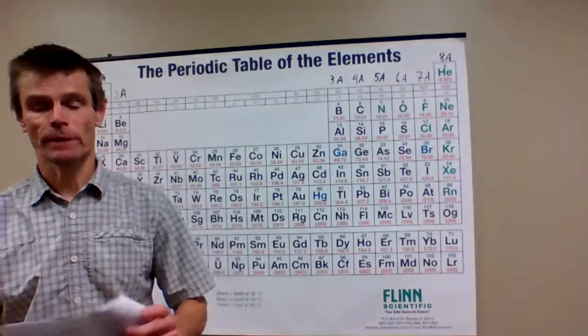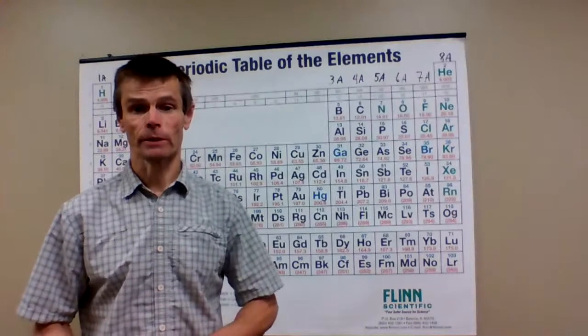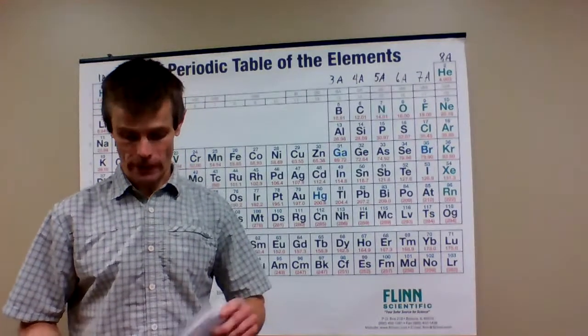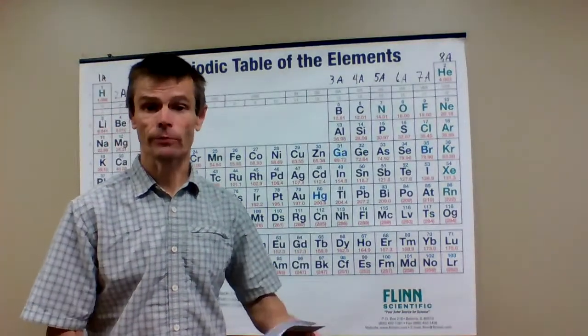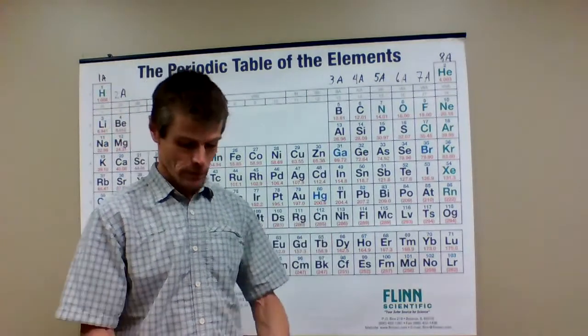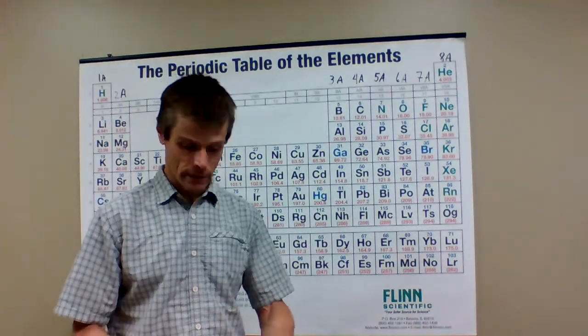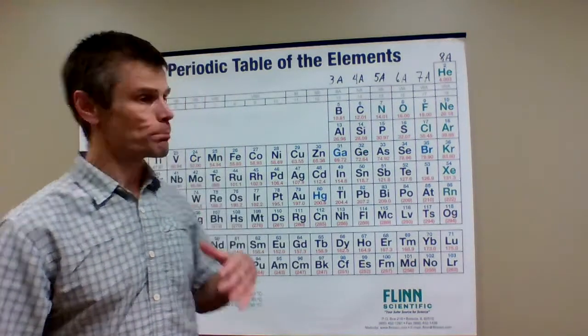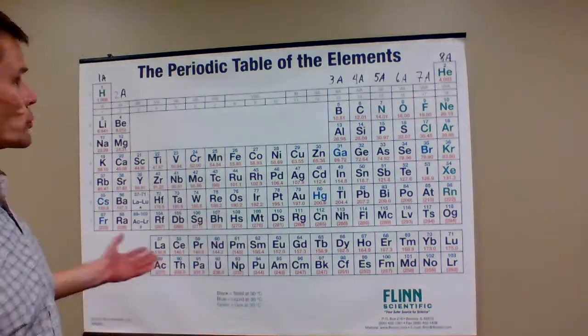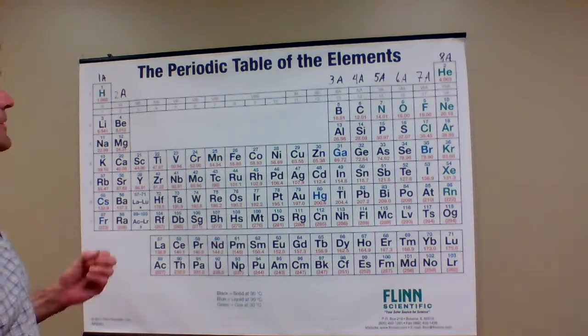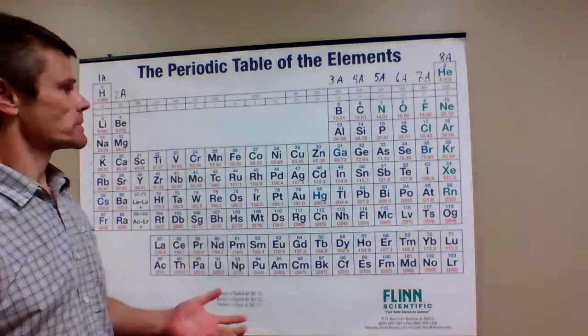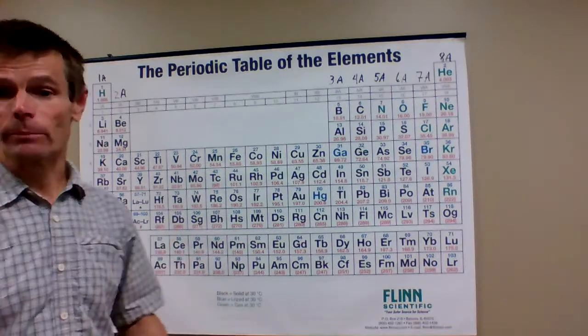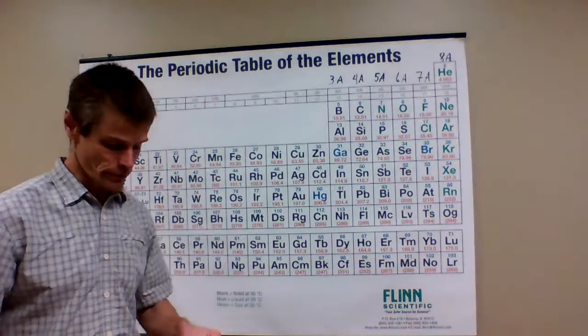Hey, today we're going to begin some topics that will be covered on our second exam. And these topics are found in Chapter 3. So, Chapter 3 discusses the periodic table, probably the most important tool that we use as chemists because it gives us lots of information about all the elements that we have in our universe.